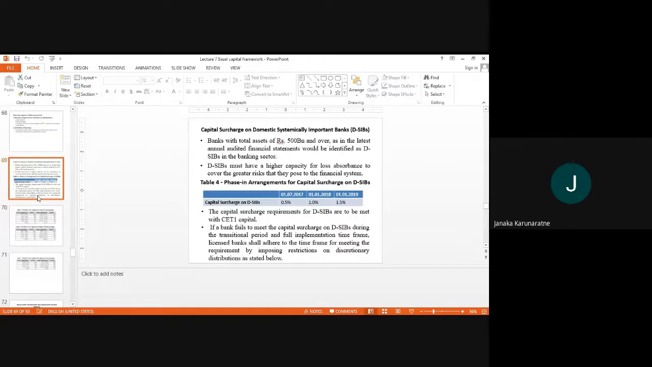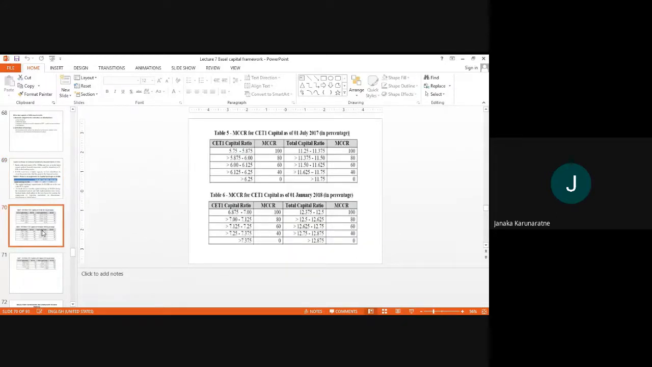Then I will move on to the surcharge. If you look at the surcharge, it applies to DSIBs. I think there's a small change; I will let you know probably next time about this 500 billion requirement. But for those identified as DSIBs, there's an additional surcharge of 1.5% applicable, right? If a bank fails to meet the capital surcharge on DSIBs during the transitional period, the licensed bank shall adhere to the time frame for meeting the requirement by imposing restrictions on discretionary distributions. That was of course at that time, but it no longer applies.